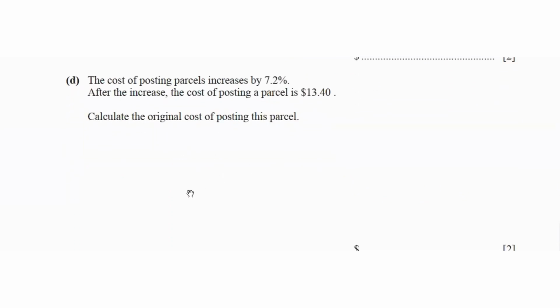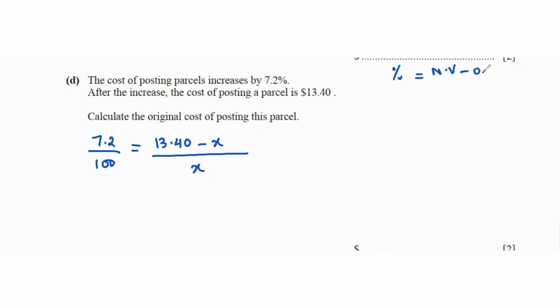The cost of posting parcels increases by 7.2%. After the increase, the cost of posting a parcel is $13.40. Calculate the original cost of posting this parcel. So 7.2 over 100 is equal to 13.40 minus x over x. Your formula is basically percentage equals new value minus old value divided by old value times 100.